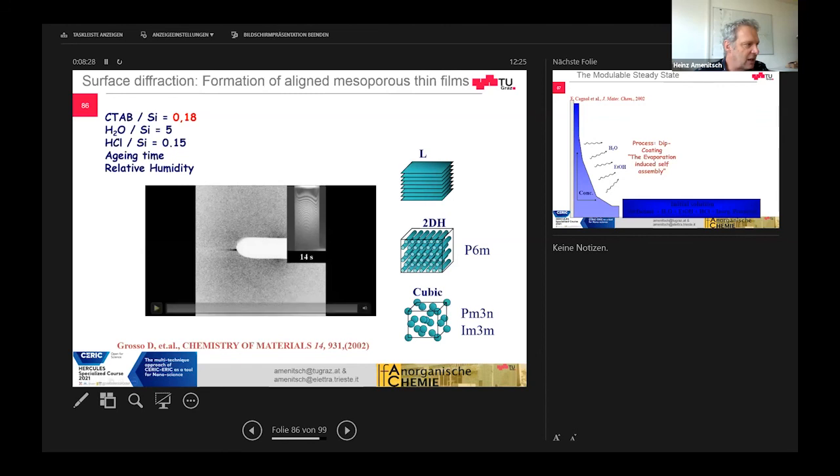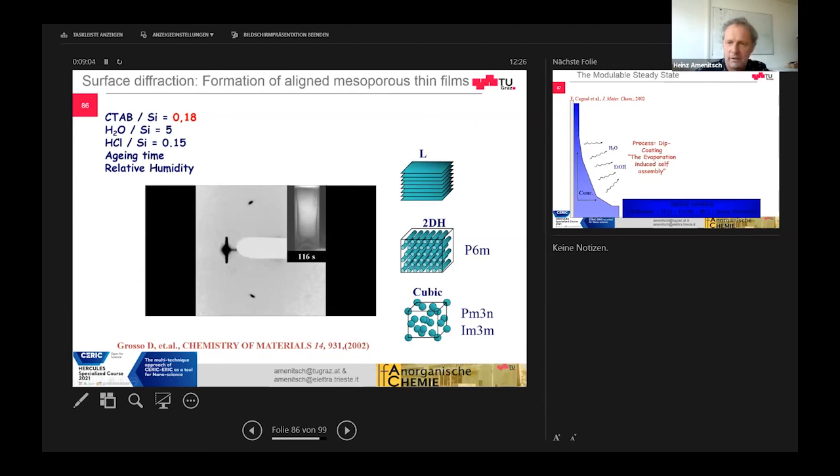And if you start now the movie, you see that all of a sudden you go to a lamellar phase, you have this pattern here. And shortly after, you have these spots here, you have a hexagonal phase. And if you move on, you get a more complex pattern, which is a cubic phase. This is the Pm3n phase. And at the end, in this long stage, you end up with another cubic phase, which looks actually like a hexagonal phase here.